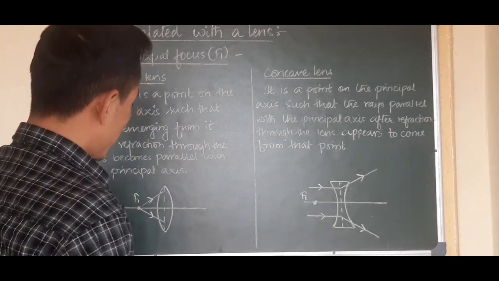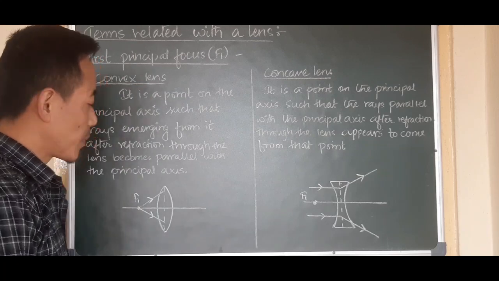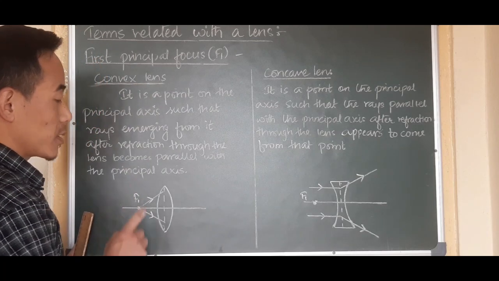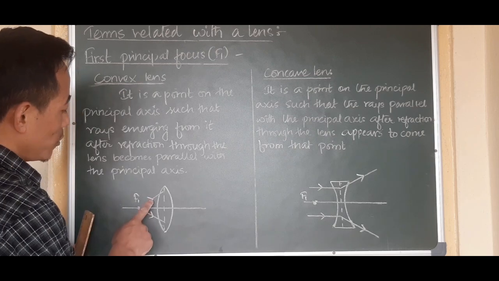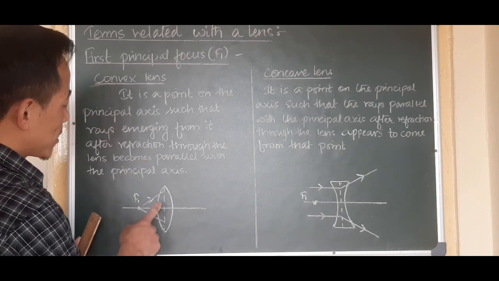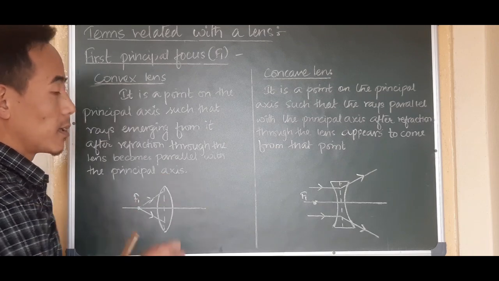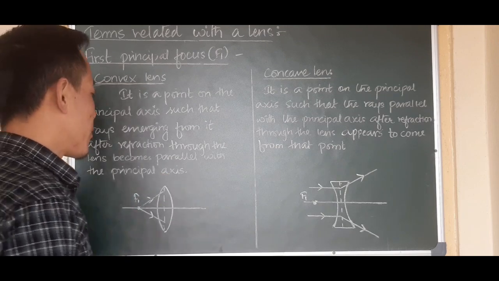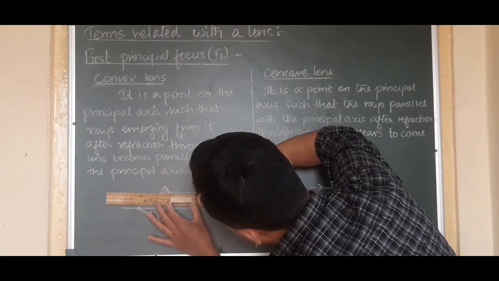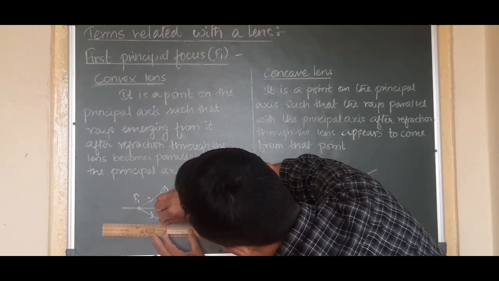So if you look at this first lens, it is a convex lens, and this is the point on the principal axis, which is the first principal focus F1. So we have two rays emerging from this point F1. As these rays pass through the lens, refraction will take place, and after refraction, these rays will become parallel with the principal axis like this.